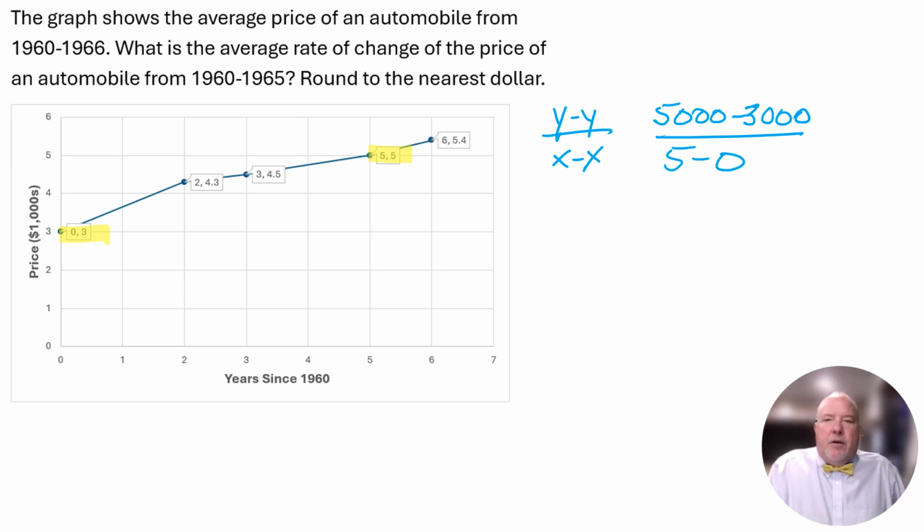All right. So go ahead and finish this up. So 5,000 minus 3,000 gives us 2,000. So we get 2,000, and then that's divided by 5. And so 2,000 divided by 5 gives us $400, and that's per year. So $400 per year. And that's your rate of change. And it said round to the nearest dollar. It's no decimals, so we're good to go.